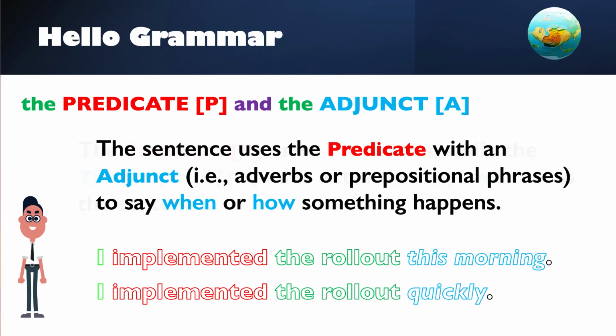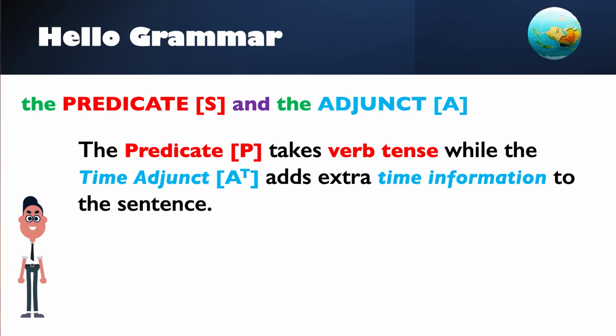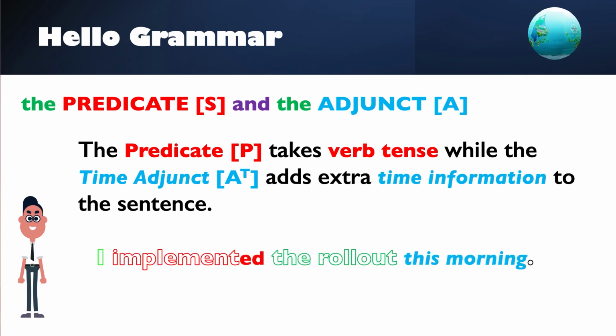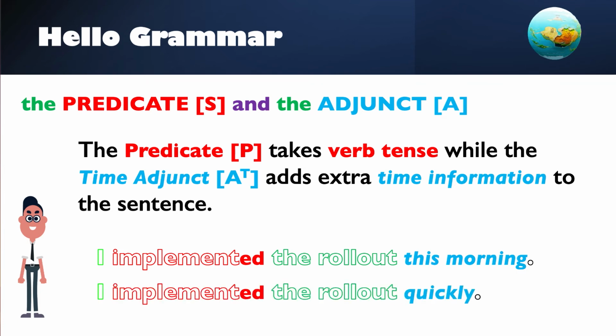So as we will point out, the predicate takes verb tense, while the time adjunct adds extra time information to the sentence. So, I implemented, verb tense there is with the ed, the rollout this morning, the time adjunct. I implemented the rollout quickly. Quickly, though, is not time information, but more about how something is done. But still, there is verb tense.